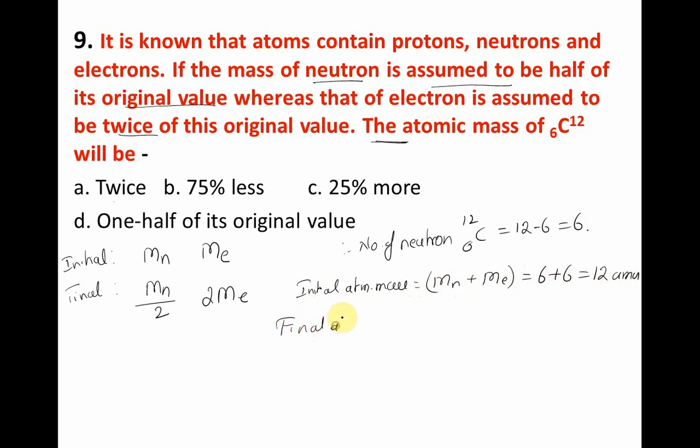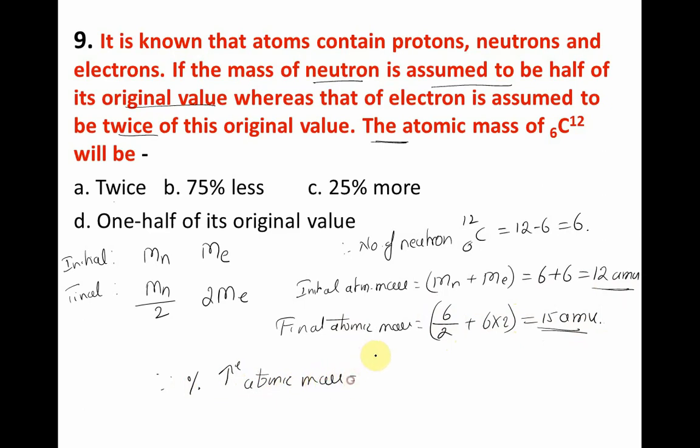Now the final atomic mass is equal to, this 6 becomes 6 divided by 2 and the other becomes twice, that is equal to 15 amu. Therefore the atomic mass increases compared to the initial. The percentage increase in atomic mass is equal to 15 minus 12 divided by 12 into 100, that is equal to 25% more.